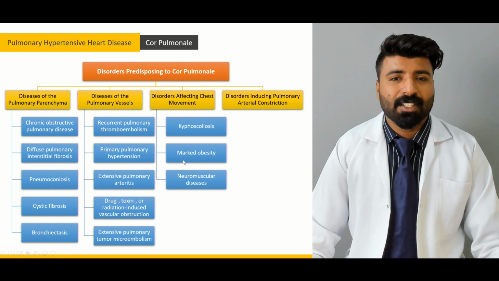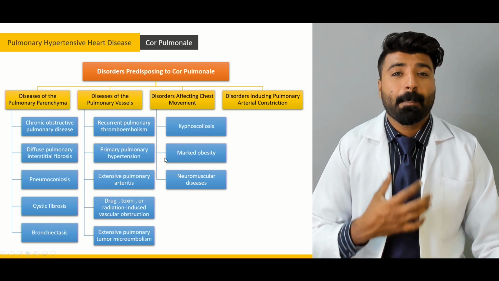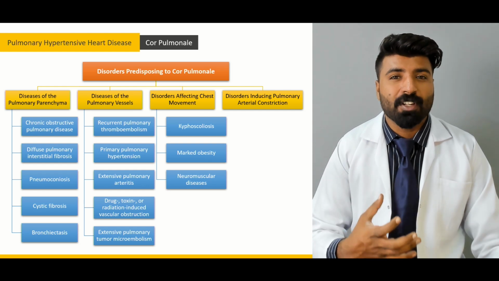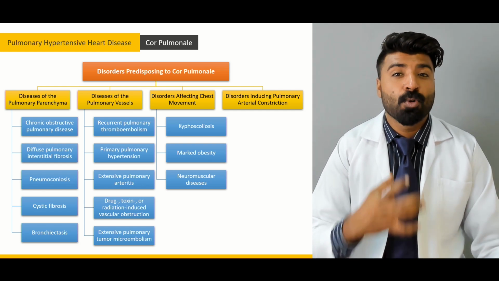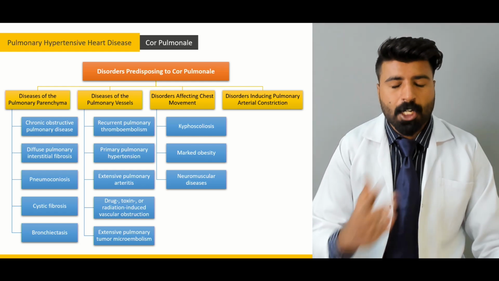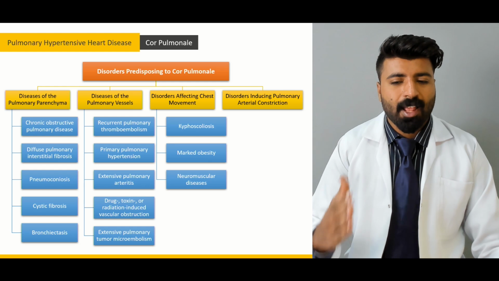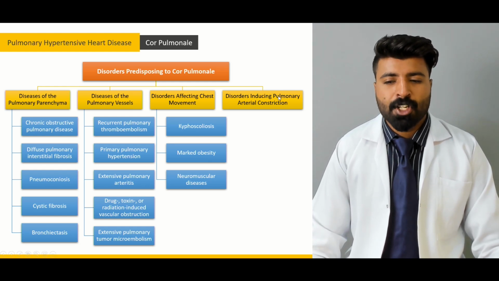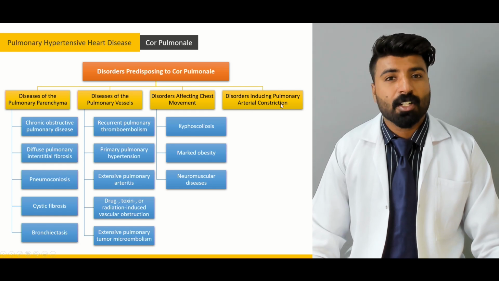On the other hand, obesity. Obesity is something in which a person is so obese, there's so much fat deposition that it cannot even move its muscles properly. It cannot even move its respiratory muscles properly. And due to its obesity, multiple other factors are contributing to it, and that in turn will lead to cor pulmonale.